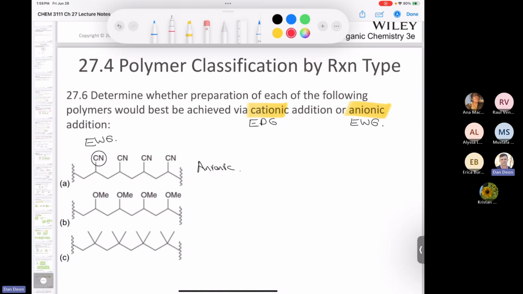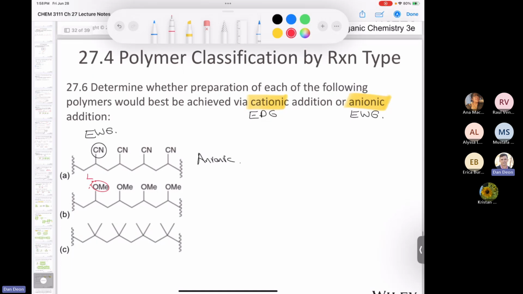What about the next one, the methoxy group? We said the oxygen is electron withdrawing via induction, but the lone pairs, if I pencil them in, are electron donating via resonance. And so this is actually an electron donating group, right? Resonance is going to beat out induction. And so this is an electron donating group, and so this is going to best proceed via cationic addition.